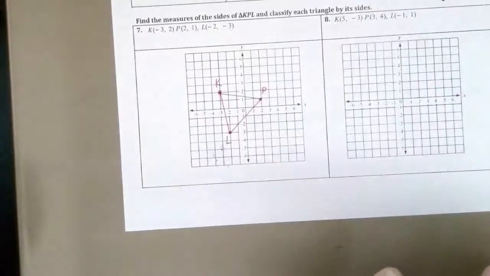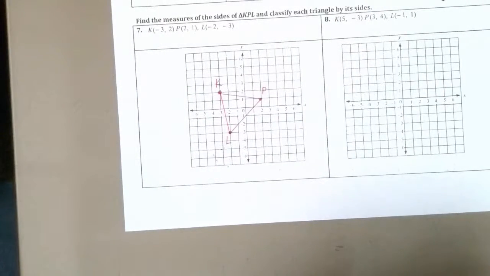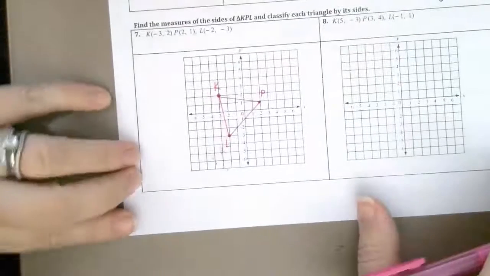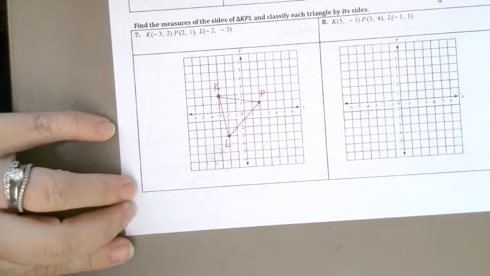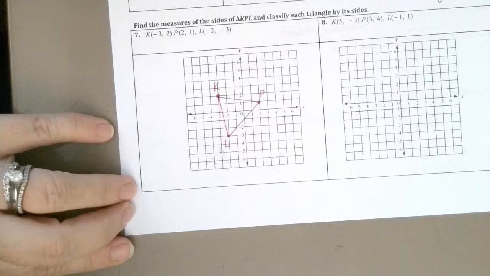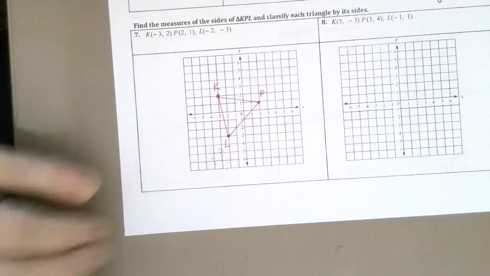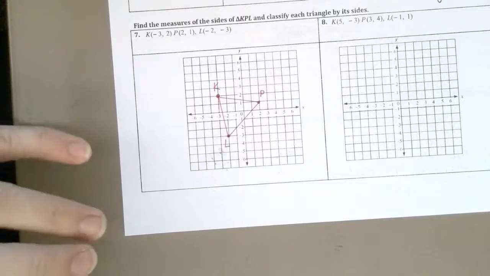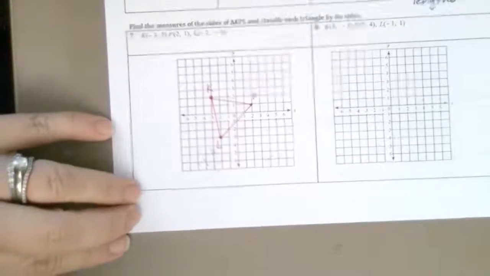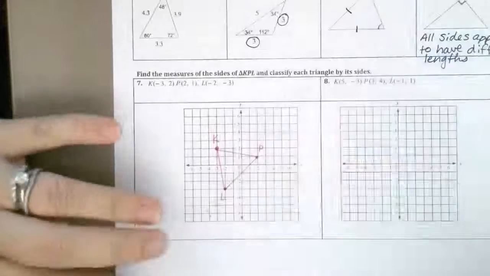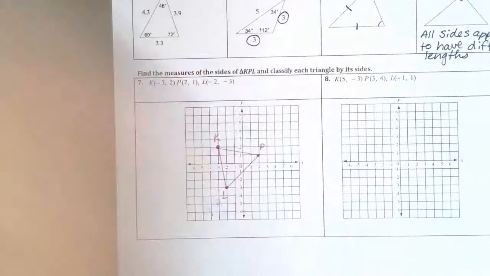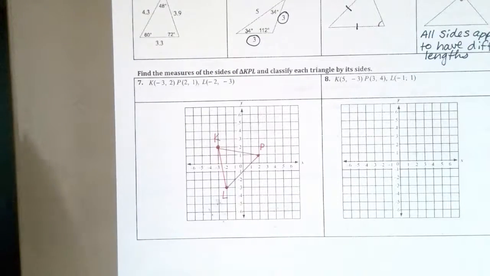Okay. Now, how the heck do I find the lengths of those sides? The distance formula. Remember, the distance formula shows you the length or the distance between 2 points. So, quick little reminder of your distance formula. In fact, I'm going to highlight it so you can remember it.